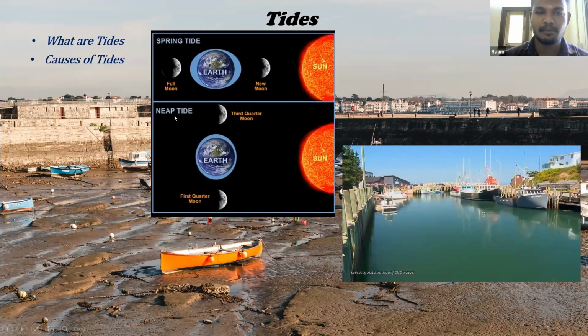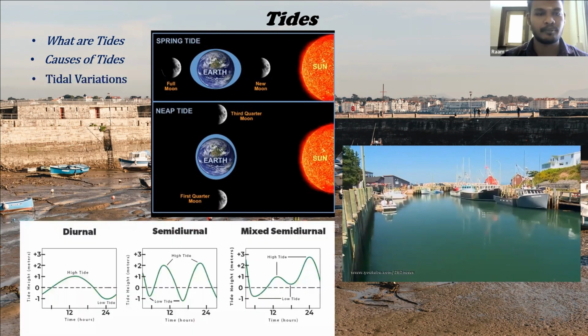And the neap tide is nothing but, in spring tide we can see high tide and low tide, and in neap tide we can see the high tide and high low tide. That is due to the lunar day and everything. This tidal current, the tidal range will be differing.